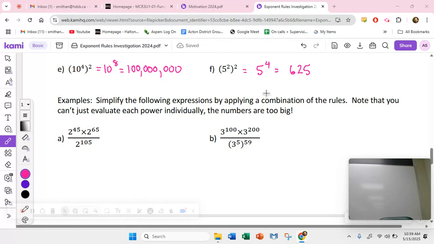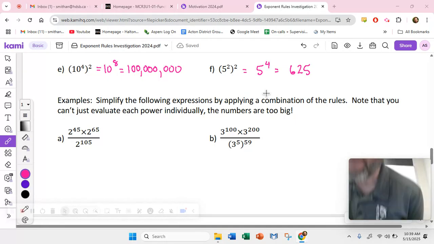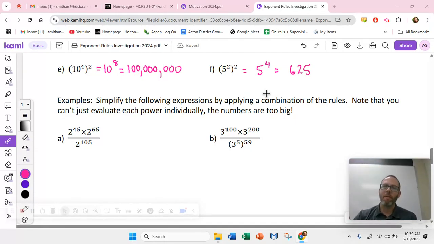It's not that it doesn't exist. So the exponent rules can actually help us evaluate things where the exponents are massive and our calculators can't handle it. Let's do A together. I'll get you guys to do B. Here is what I need from you guys, basically the minimum work I need you to show me.